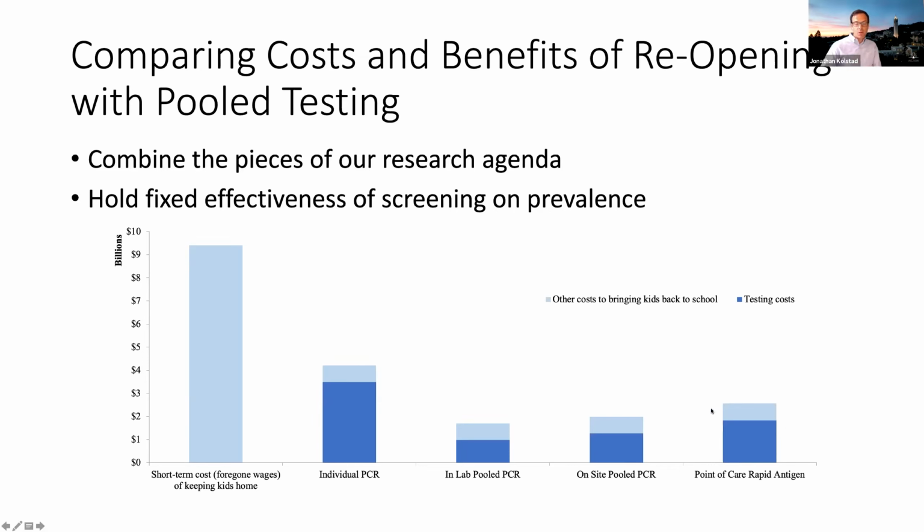What I'll also note, and we'll come back to this in thinking about why wasn't this everywhere, is that we've also done this for point of care rapid antigen tests. And in this, we're holding fixed the effectiveness of screening on prevalence. So why do these rapid antigen tests, which have been so much lauded in the media as 15 minutes and cheap, cost so much more? Because they're not actually as sensitive. And so you need to do them about twice as much to capture the same amount of disease, to get the same amount of prevention as you need to do with a PCR test, okay?